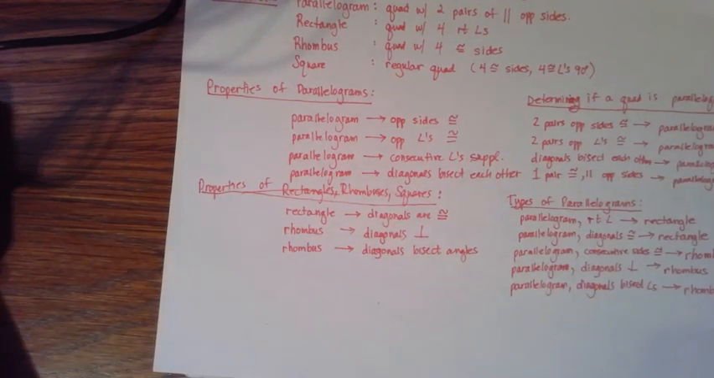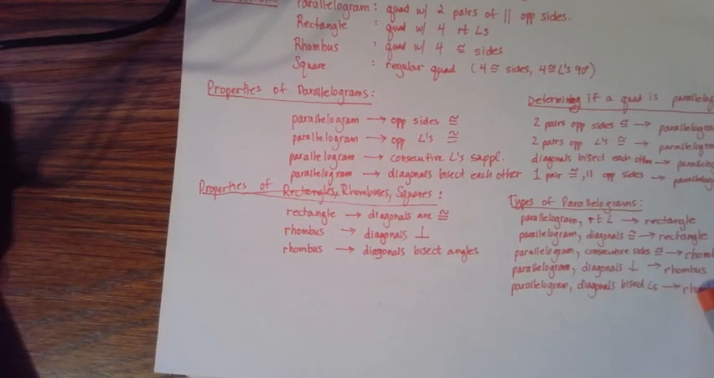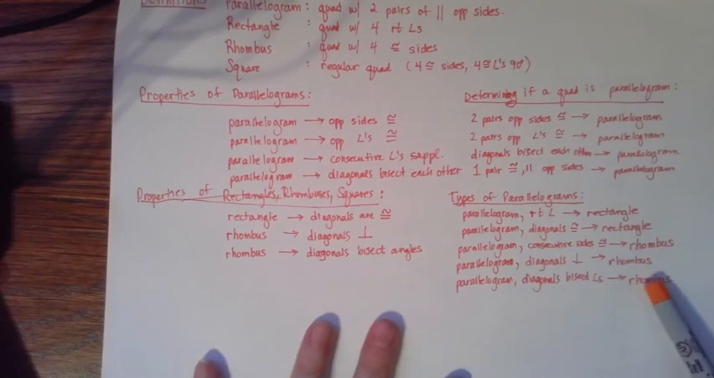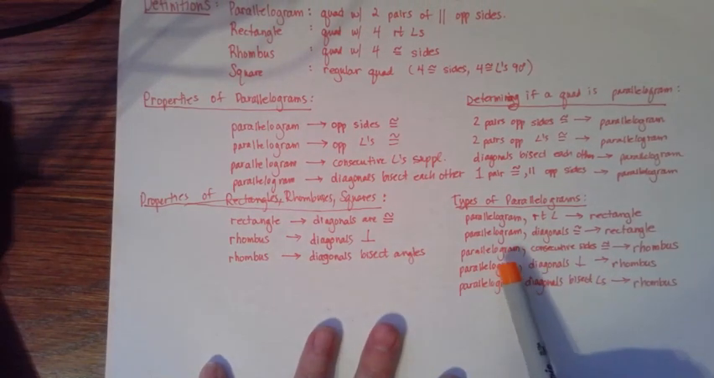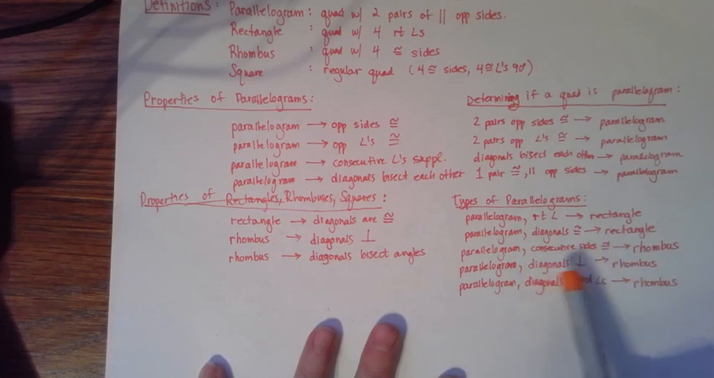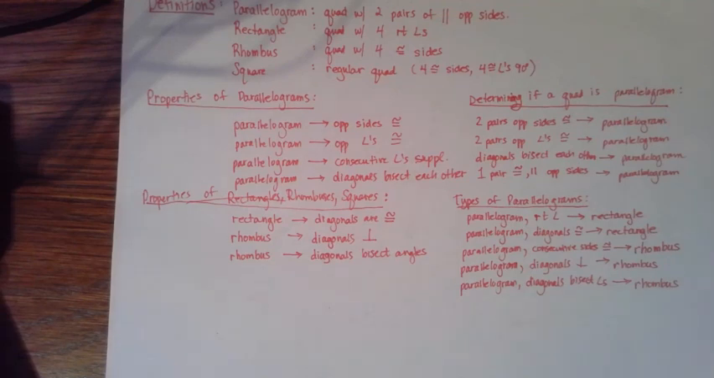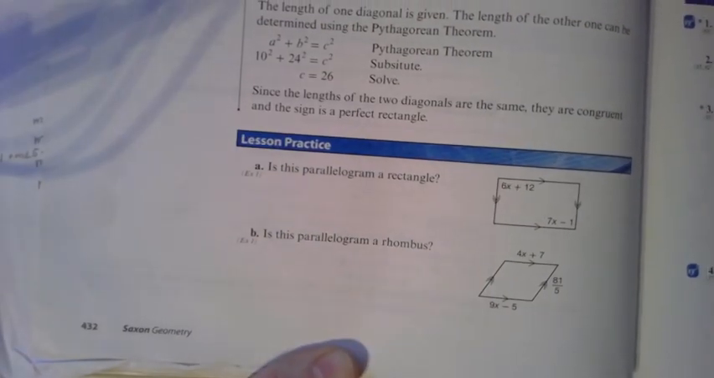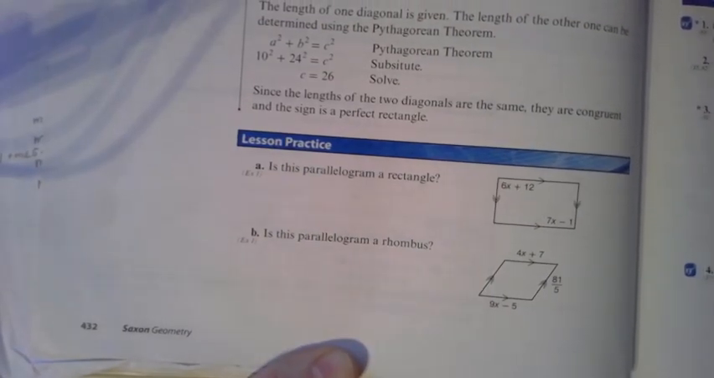How could I conclude that it's a rhombus? There are three different ways to conclude that something's a rhombus. I could see that the parallelogram has consecutive sides that are congruent, that it's got diagonals that are perpendicular, or it's got diagonals that bisect the angles. Looking at the information that they gave us, nothing about diagonals at all.